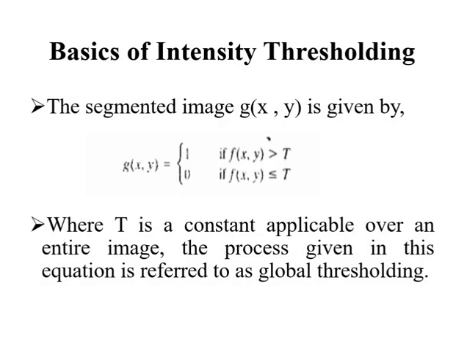In other words, the segmented image g(x,y) is given by: g(x,y) equals 1 if f(x,y) is greater than T, and 0 if f(x,y) is less than or equal to T, where T is a constant applicable over an entire image. The process given in this equation is referred to as global thresholding.